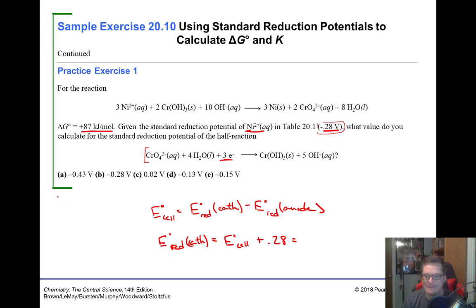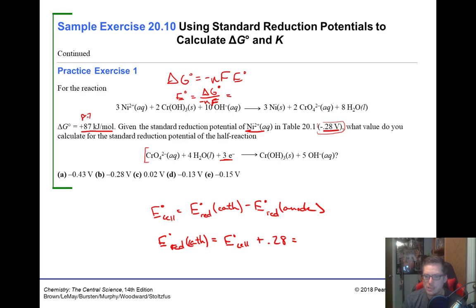All right, let's see. So we really just need to find the Ecell. Well, we know that delta G standard is equal to negative nFE standard. So that means E standard is equal to delta G standard divided by negative n times Faraday's constant. Now notice we've got to watch out for something here. Delta G is in kilojoules per mole, but our E value is in volts, which is just in joules. So we've got to convert this to this.